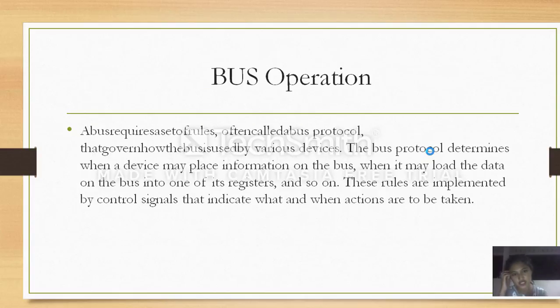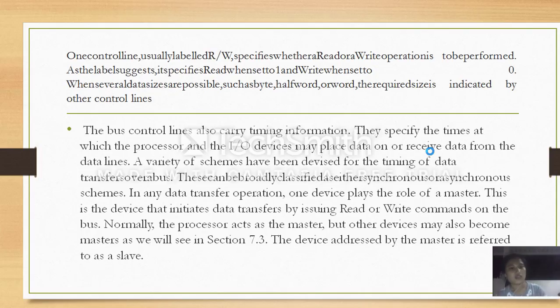Bus operation. A bus requires a set of rules, often called a bus protocol, that govern how the bus is used by various devices. The bus protocol determines when a device may place information on the bus, when it may load the data on the bus into one of its registers, and so on. These rules are implemented by control signals that indicate what actions are to be taken and when.